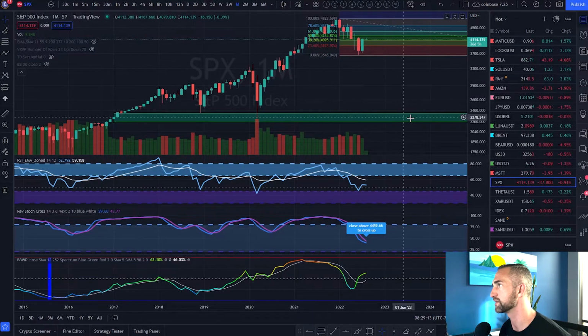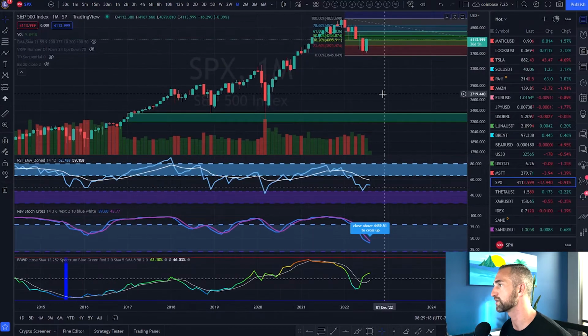If that breaks on the monthly, I'm looking for this green box to get hit. And since Bitcoin is highly, highly correlated with the stock market, I would say that's why I've got some bearish biases in the long term.